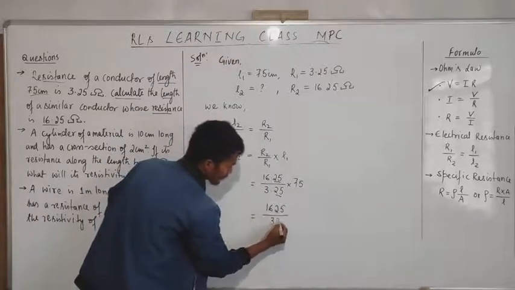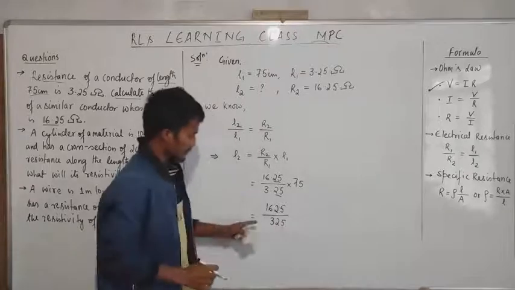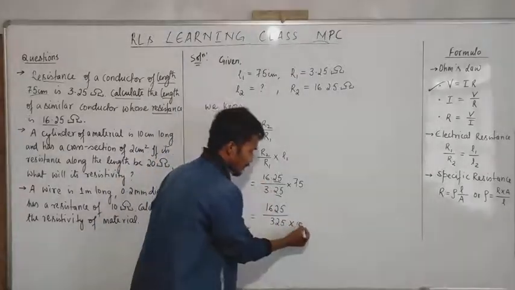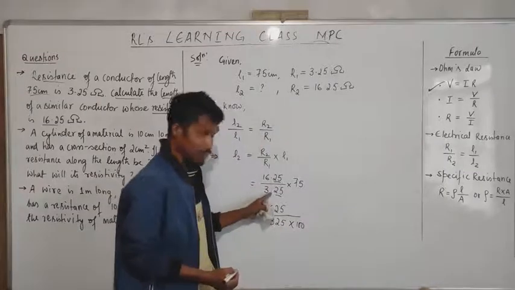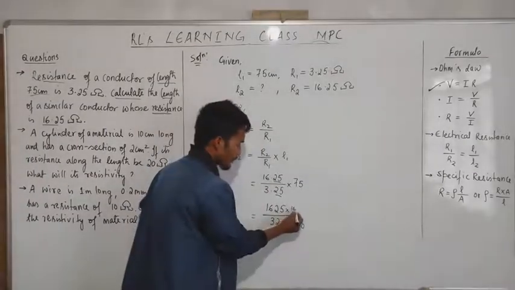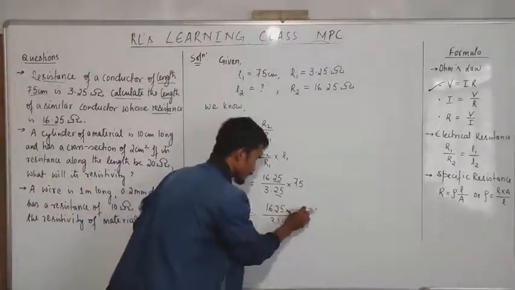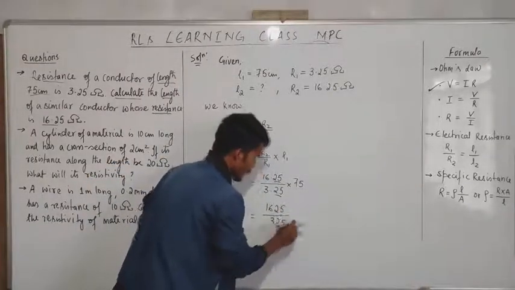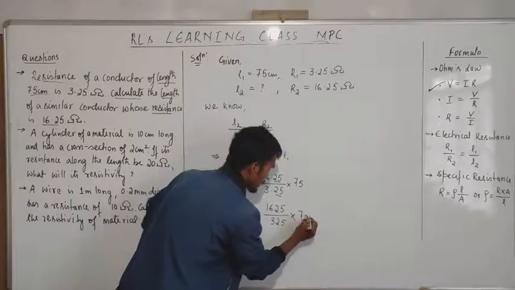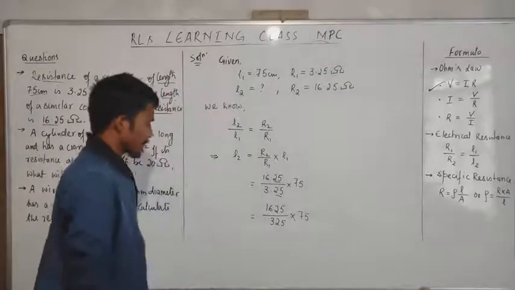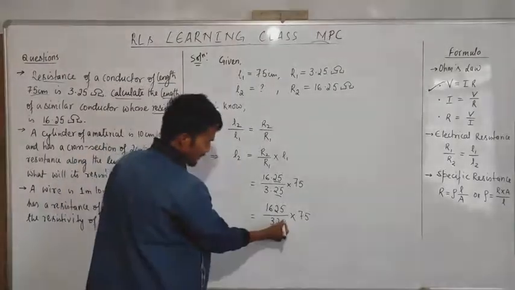1625 by 325. Because from this 16.25 there is a decimal point, we get 100. Remove this decimal point, then here also remove the decimal point. We get 100 and 100, and the 100s cancel. Then no need to write that. Then I'll write directly like this only: 1625 by 325. Now we'll do the cancellation.